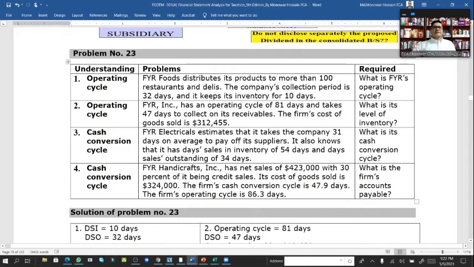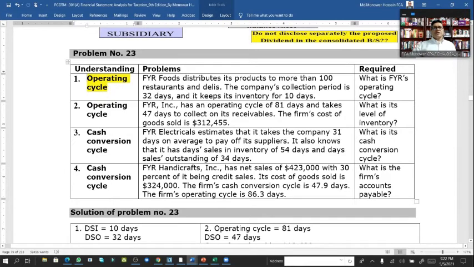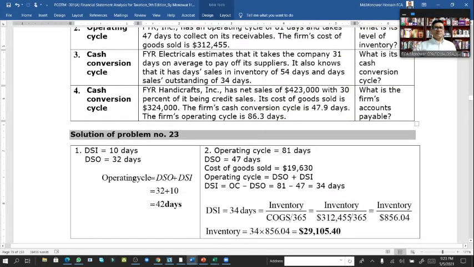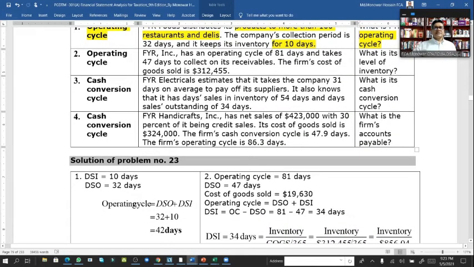Look here is an example. We have to calculate the operating cycle. A food company produces 100 restaurant meals. The company's collection period is 32 days and keeps its inventory 10 days. So what is that company's operating cycle? So if you see here, operating cycle would be that 32 days collection period and add the inventory 10 days, then we'll get 42 days. So 42 days is operating cycle.